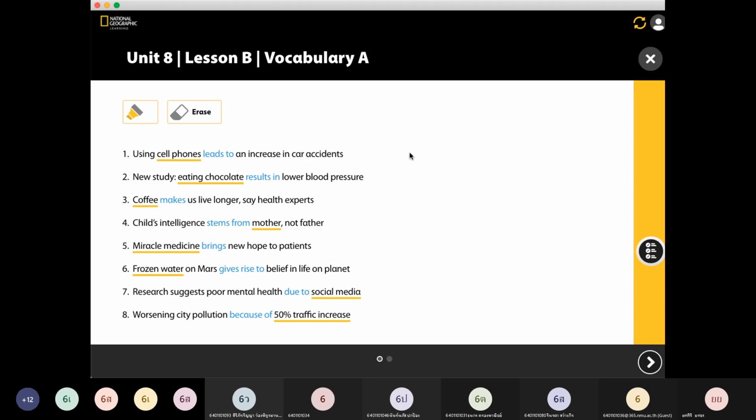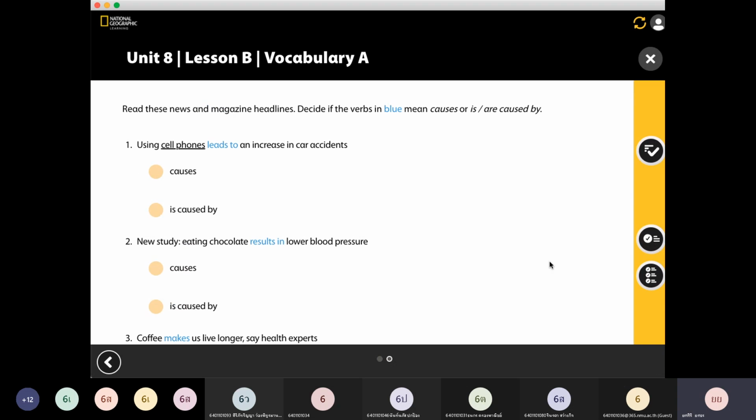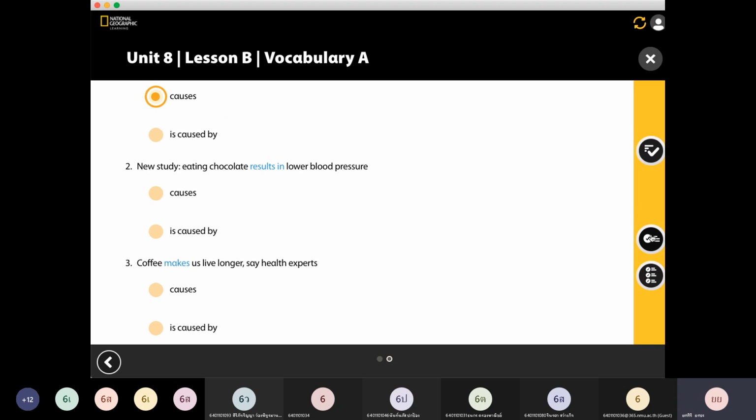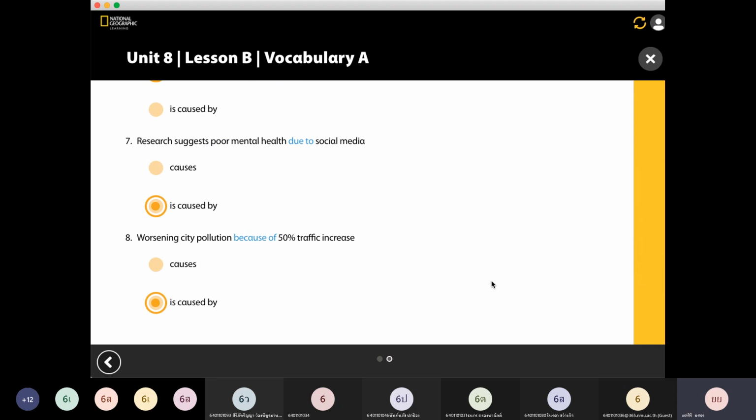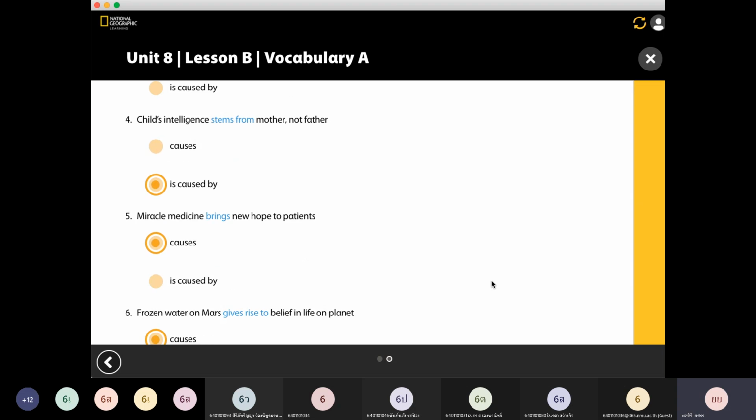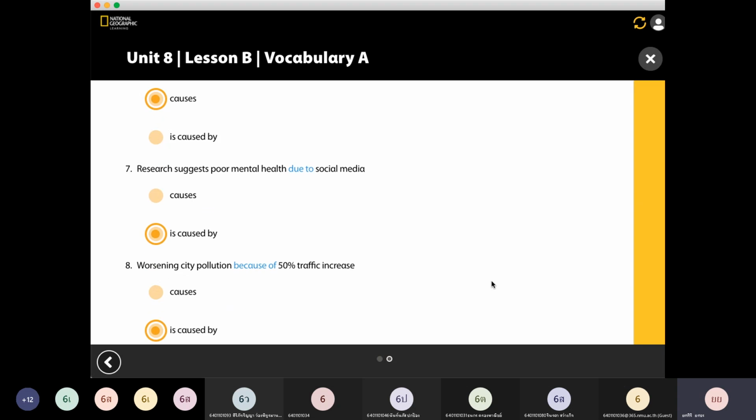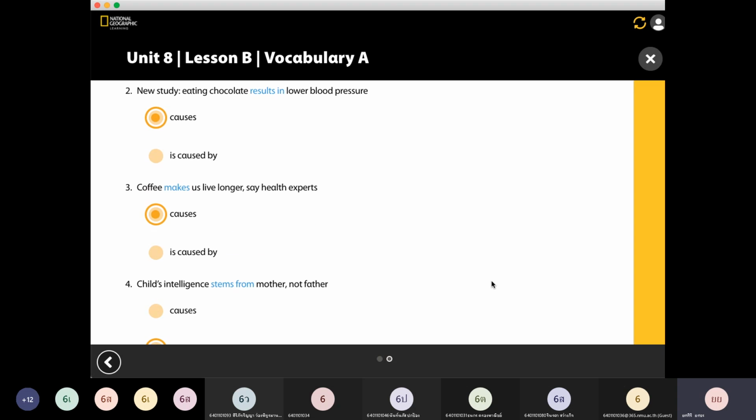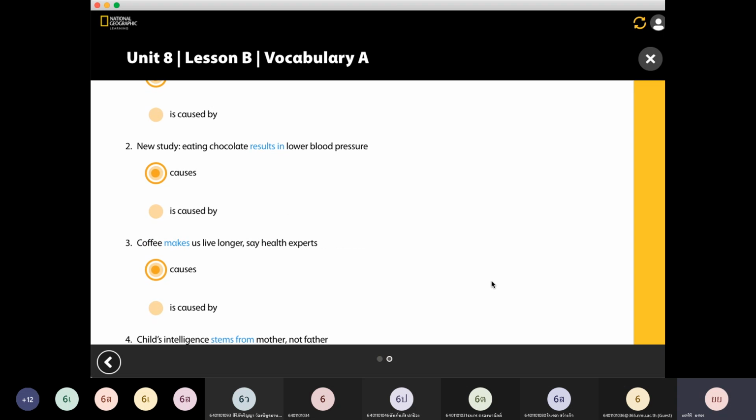So it's like what is happening by what. Just to give you some idea, like this one, using cell phone. That's the cause. And this one, I'll just give you some answers here. So the second one, the first, the second one, the third, the fifth, and the sixth here. So you just say the cause causes something, right?